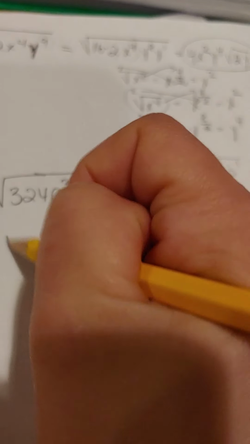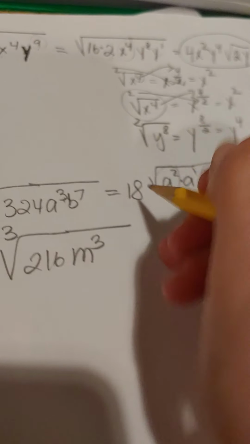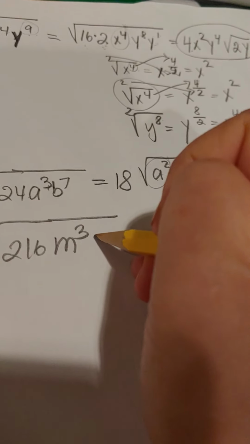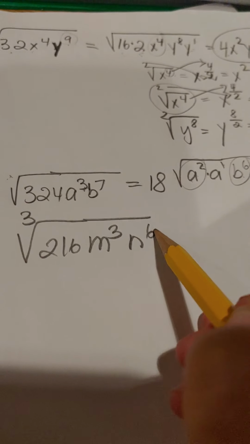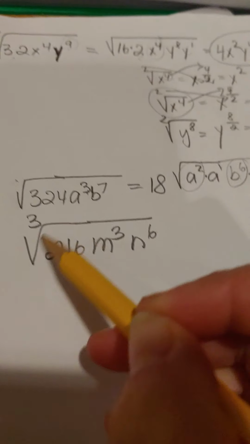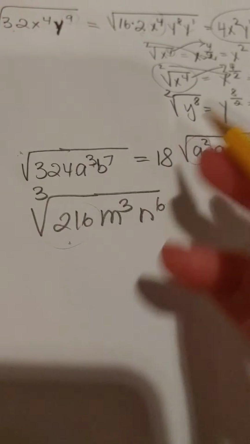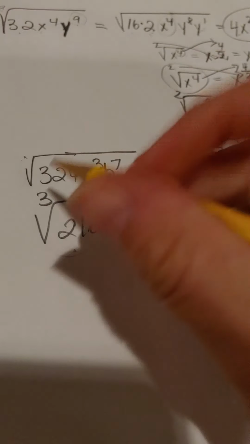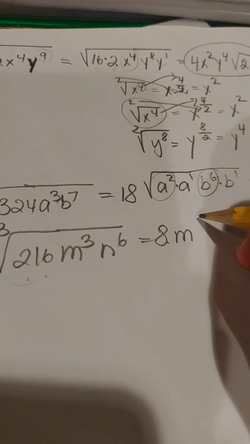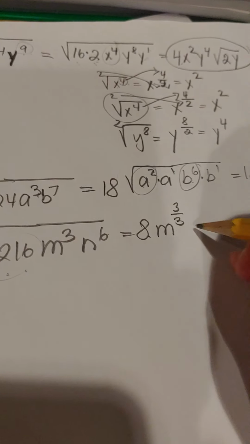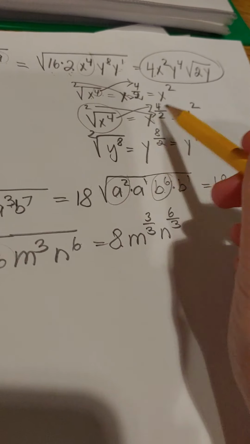Number 11, we're dealing with the cube root. So our exponents have to be multiples of 3. Is this a multiple of 3? Yes. Is this a multiple of 3? Great. Yes. Can we take a cube root of 216? Yes, we can, because the cube root of 216 is 8, because 8 to the 3rd power is 216. So it's 8. Now, m, and it's 3 over 3. N, 6 over 3. The way we did it right here.